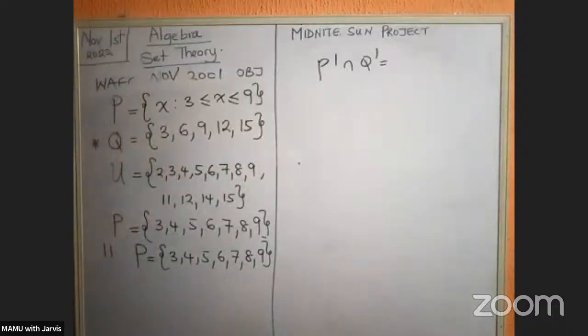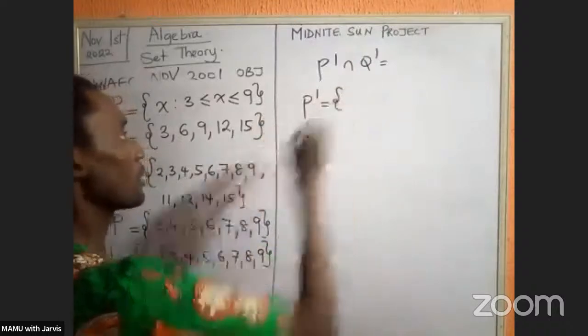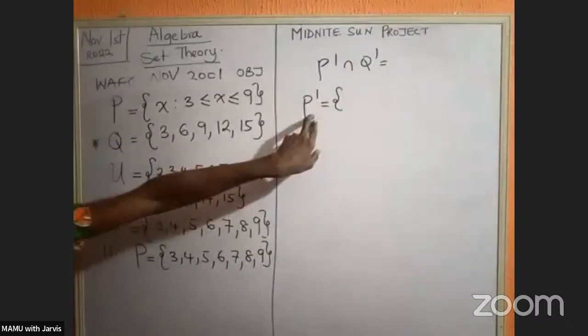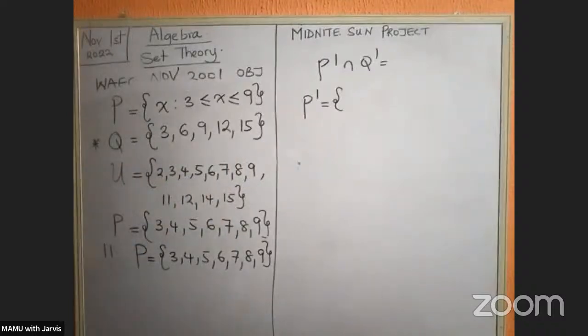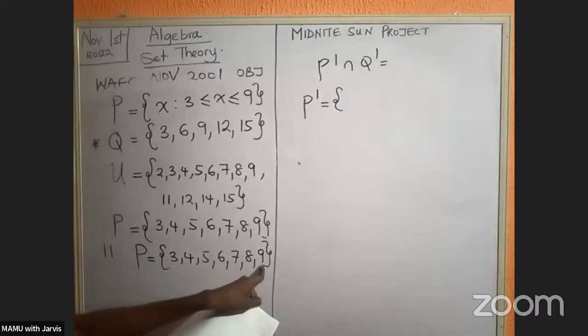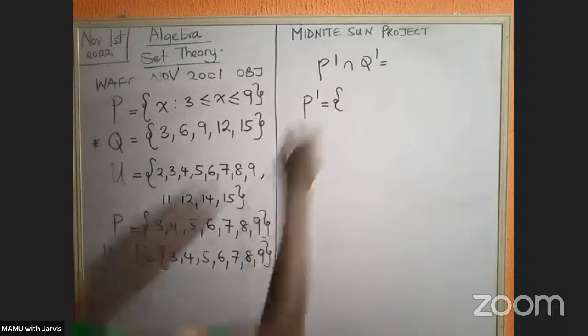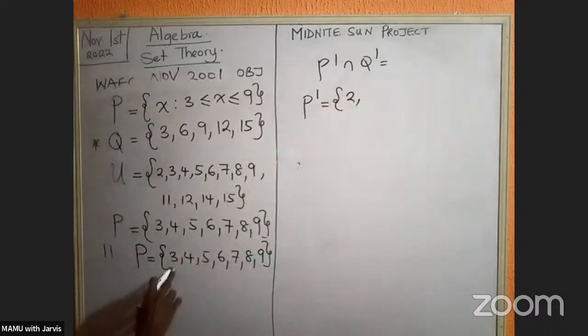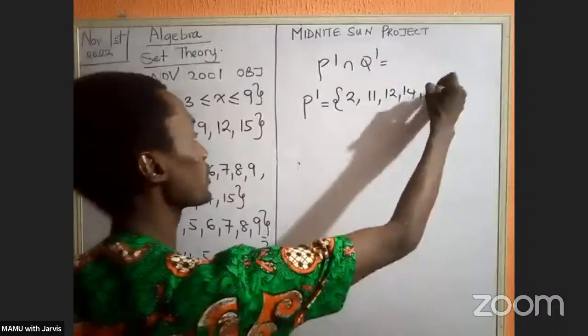To get P prime intersection Q prime, I need to determine what is P prime. Now, P prime will be all the elements in the universal set that are not in P. So let's check very well. Between 3 and 9 are all members of P. So I'll go to the universal set. What numbers are not in that range? 2 is not there because 2 comes before 3. And after 9, 11 is not there, 14 is not there, and 15 is not there.